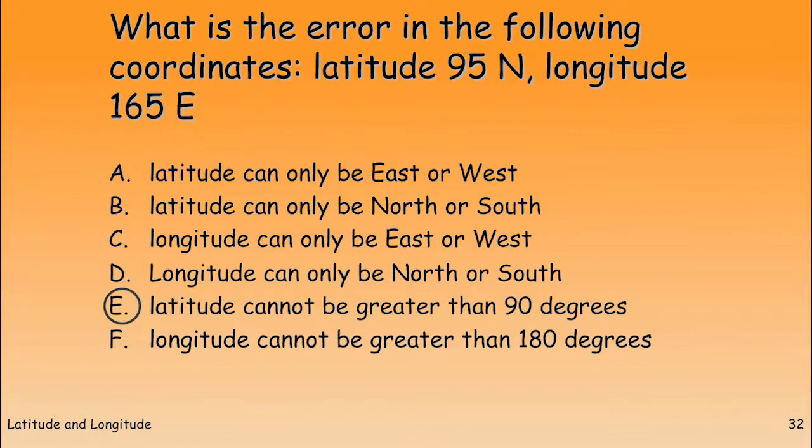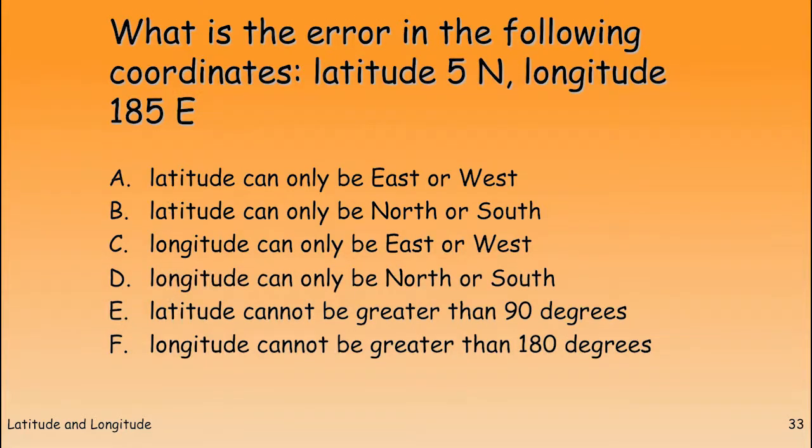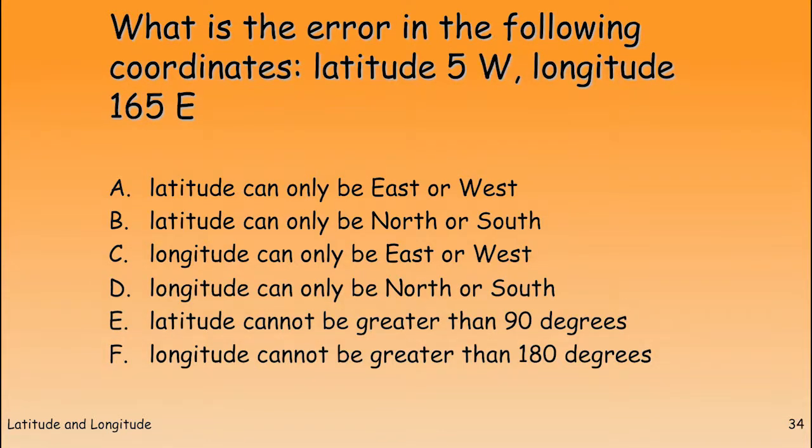Next question, again, what is the error in the following coordinates? Latitude 5 north, longitude 185 east. Well, in this case, we have a longitude that's greater than 180 degrees, and that cannot happen. So the correct answer is longitude cannot be greater than 180 degrees. Next question, again, what is the error in the following coordinates? They are now given as latitude 5 west, longitude 165 east, where latitude, as we know, is only north and south of the equator, so the answer is B.